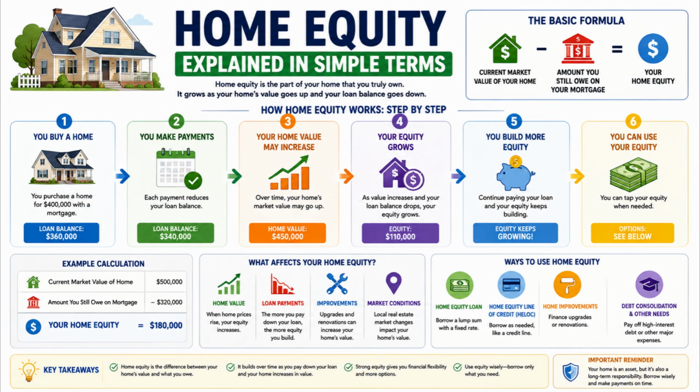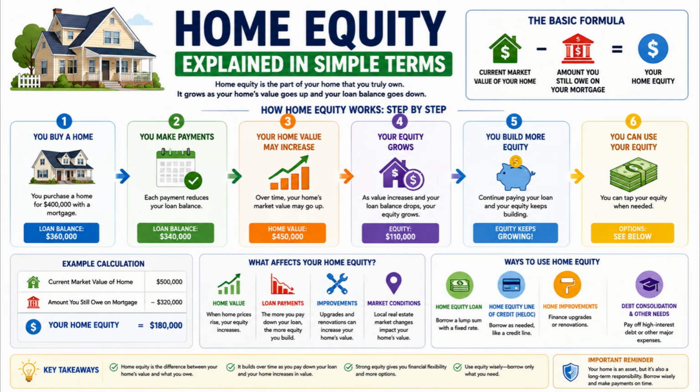In this video, we will discuss home equity explained in simple terms. Home equity simply means the part of your home that you truly own. Even though you may live in the house, the bank still has a claim on the part connected to your mortgage. So, your home equity is the difference between your home's current market value and the amount you still owe on your mortgage. For example, if your home is worth $500,000 and you still owe $320,000 on your mortgage, your home equity is $180,000. In simple words, it is the value you have built inside your home after subtracting your remaining loan balance.